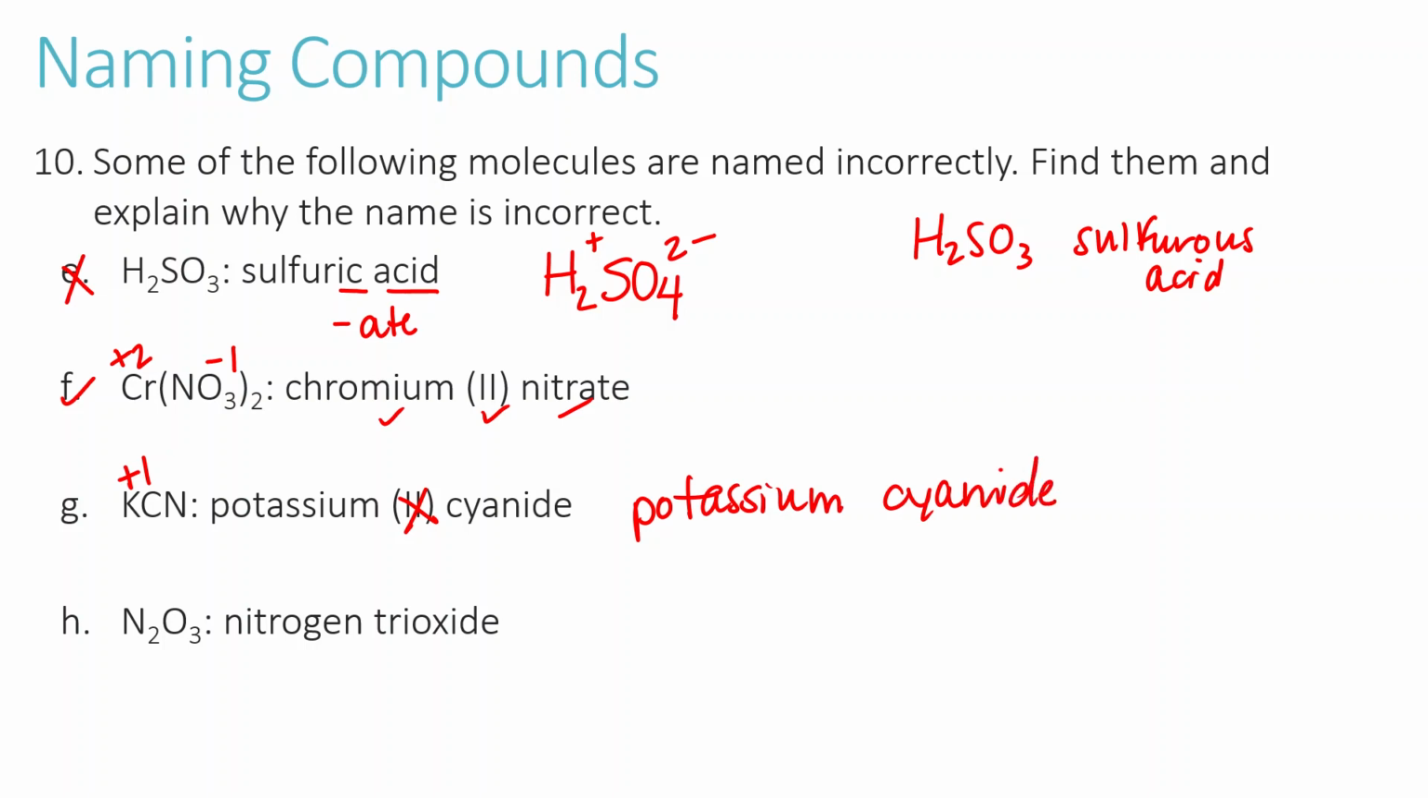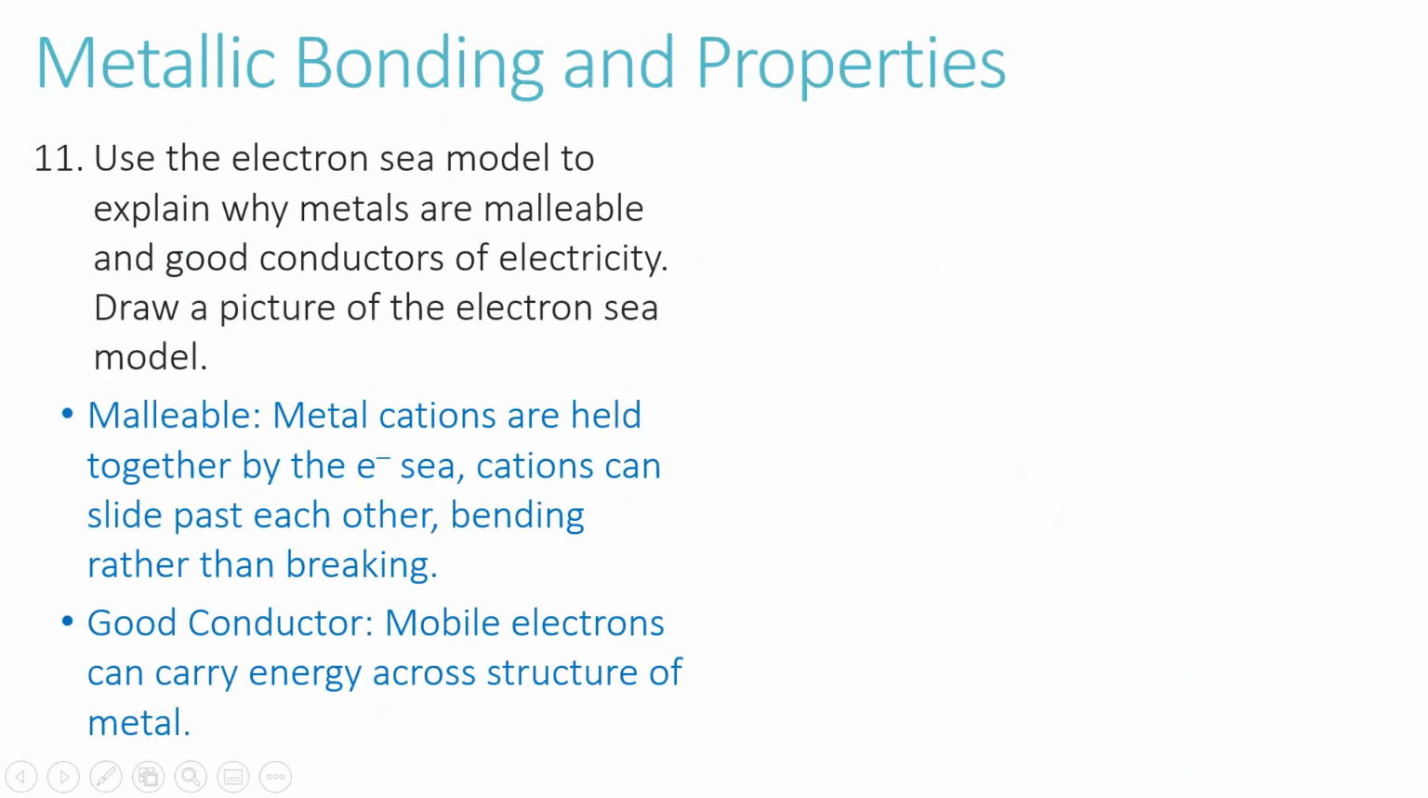Next we have nitrogen trioxide. Nitrogen with no prefix here means just 1, and trioxide is 3. So this is different from nitrate. This is a molecule of NO3, whereas nitrate is an ion of NO3. So nitrogen trioxide would be NO3. If I want to do N2O3, that's going to need to be dinitrogen because there's 2, and trioxide for the 3 oxygens.